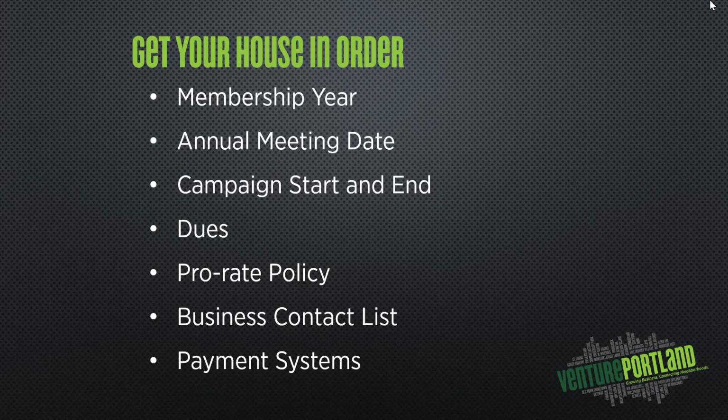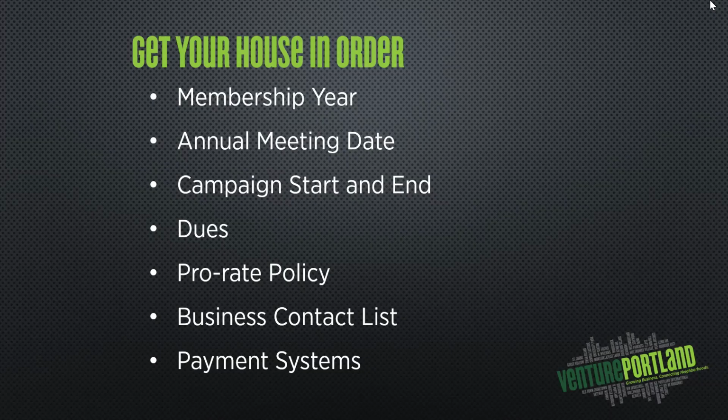And then figure out your annual meeting date. Your annual meeting is when you're going to be electing your board. And as I said, you want your campaign to start three, four months before your annual meeting, so you know who's eligible to join your board. And that's going to determine your campaign start and end date.